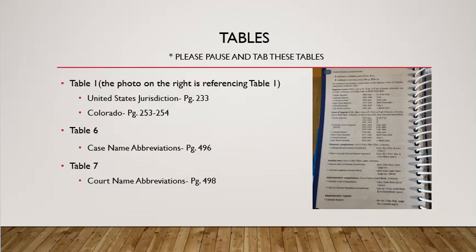Table 6 starts on page 496 and covers case name abbreviations. Pause the video now and tab Table 6. Table 7, starting on page 498, covers court name abbreviations. Make sure to check these tables for every citation, and make sure you pause your video and tab Table 7 before we move on.